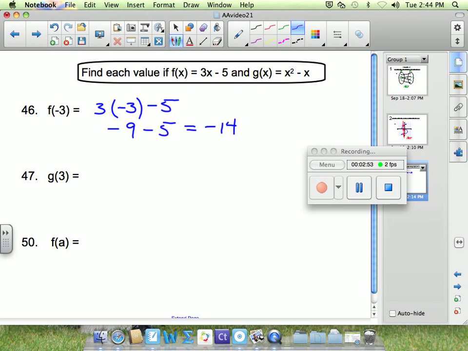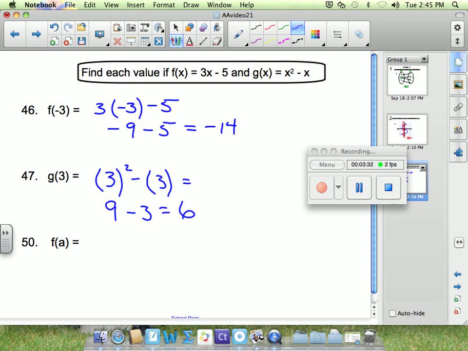Now let's try number 47. Same kind of idea, but I'm using a different function. I'm using g of x, which is x squared minus x. In 47, they want me to find g of 3. So wherever there was an x, I'm now going to plug in a 3. That gives me 3 squared minus 3. 3 squared is 9. And if I subtract 3 from that, I get 6.